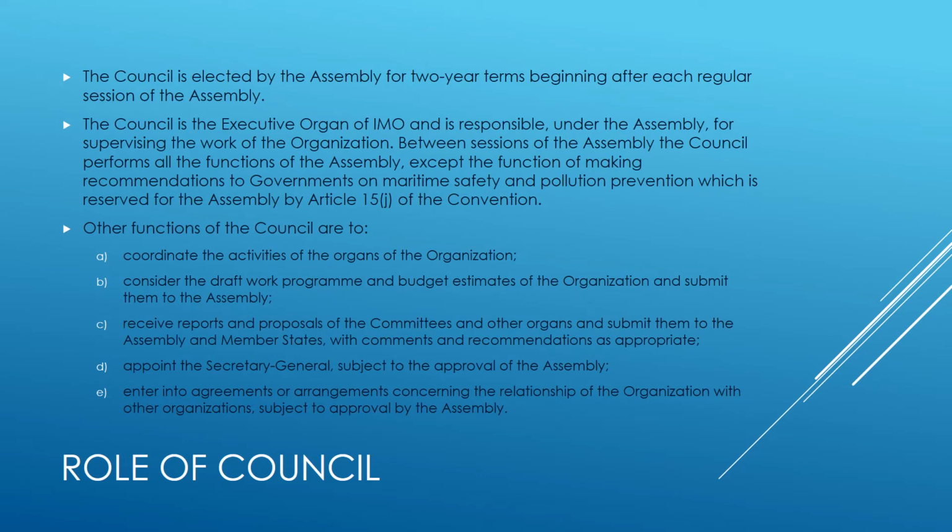The Council is elected by the Assembly for 2-year terms beginning after each regular session of the Assembly. The Council is the executive organ of IMO and is responsible under the Assembly for supervising the work of the organization. Between sessions of the Assembly, the Council performs all the functions of the Assembly, except the function of making recommendations to governments on maritime safety and pollution prevention, which is reserved for the Assembly by Article 15(j) of the Convention. As you can see, the other functions of the Council are laid down explicitly.